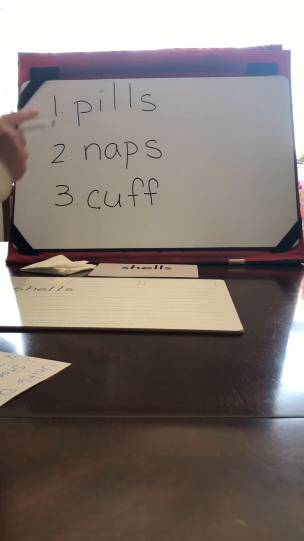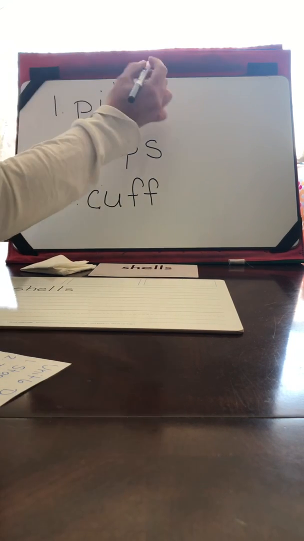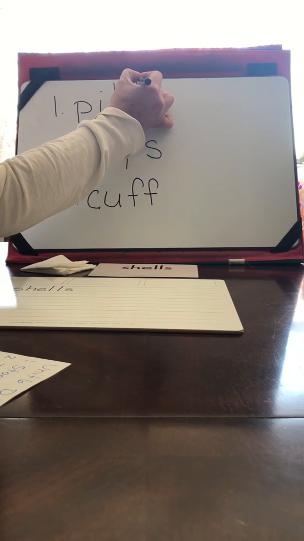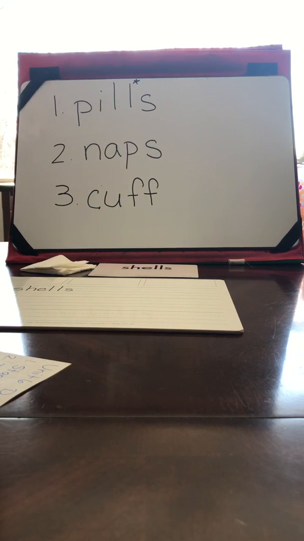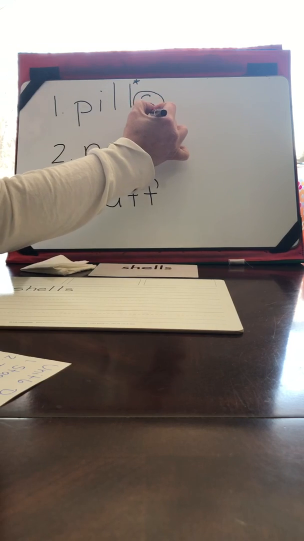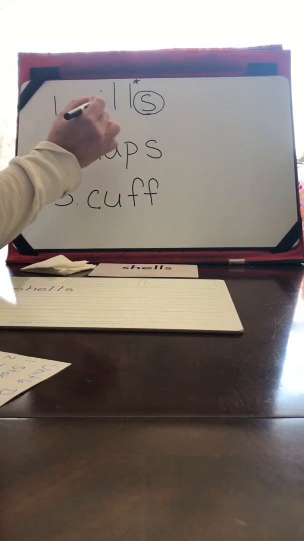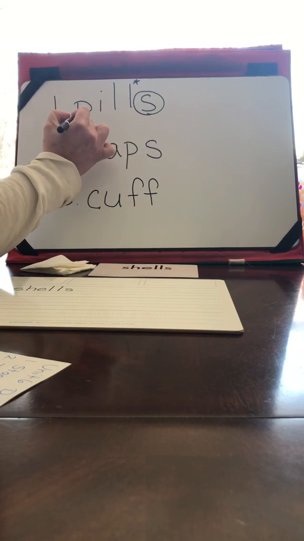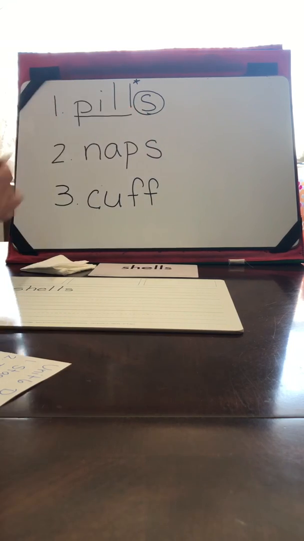We're going to now go up to the word pills, and we're going to mark this word. So I first notice that I have my bonus letters, so I'm going to put my star. I also have a suffix, so I'm going to circle my suffix. And then because I have that suffix, this is my base word, pills, so I put a line under P-I-L-L.